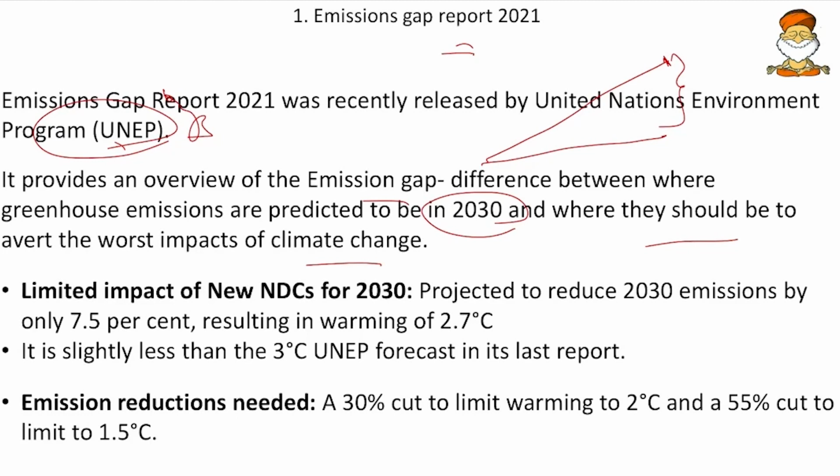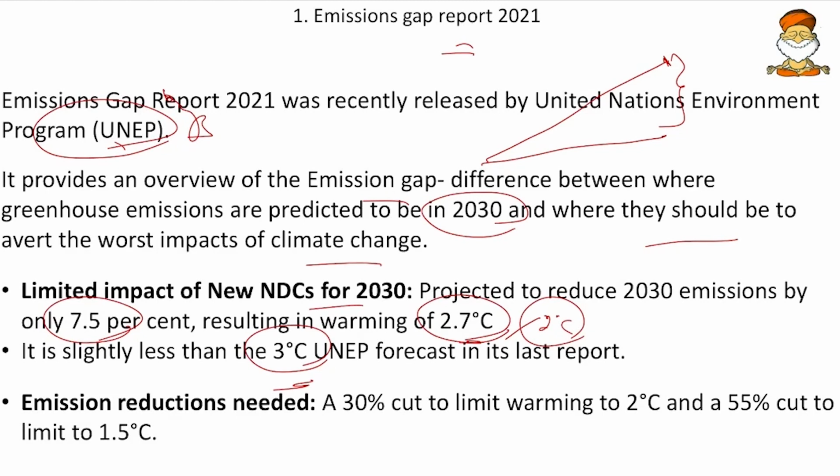And here the report says there is a limited impact of the new NDCs for 2030. So we know that most of the nations have come up with new nationally determined contributions for the year 2030. And these targets are projected to reduce 2030 emissions by only 7.5%, resulting in a warming of 2.7 degrees Celsius. Friends, we have been fighting to stop the emissions so that the temperature will never cross 2 degrees Celsius. But if 2.7 degrees is occurring, then the targets are of no use. And here, if you go with the trend, this 2.7 is slightly less than the 3 degrees Celsius that UNEP had forecast. So even if you go with the current 2030 targets which the NDCs are depicting, even then we will be having a 2.7 degrees Celsius rise in temperature.